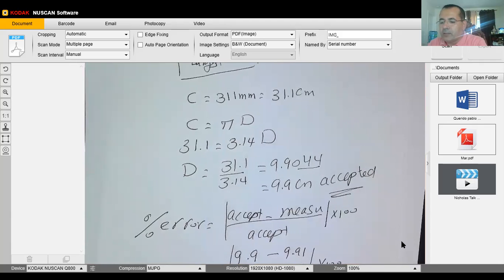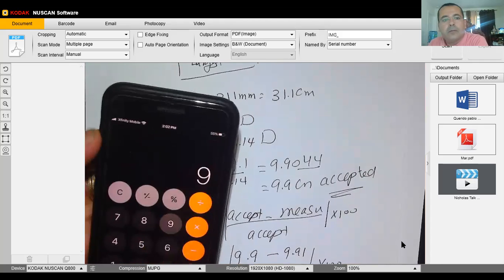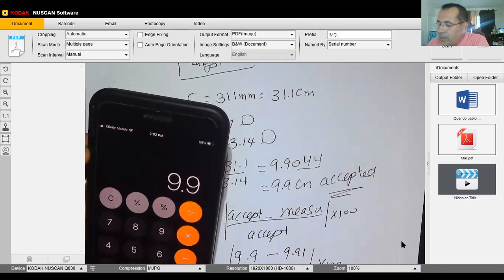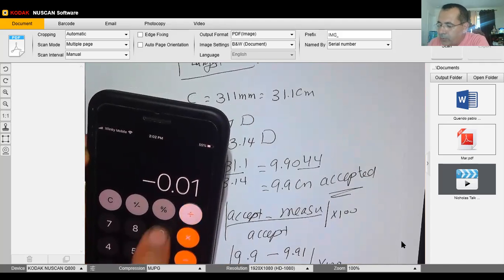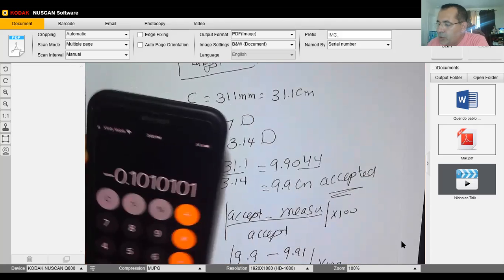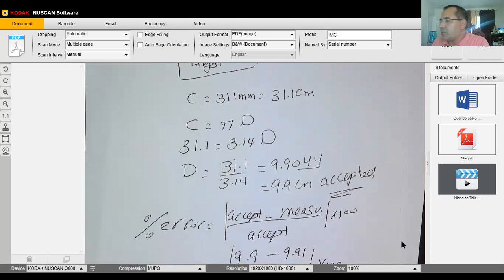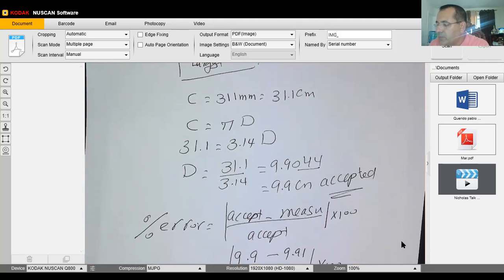So let us calculate this. It's 9.9 minus 9.91, divided by 9.9, times 100. This is actually 0.1% error. That's good, as long as your error is within the acceptable, tolerated plus or minus 5%. If you see me here, this is negative, but we don't take it negative. We take it positive because this is a scalar value.